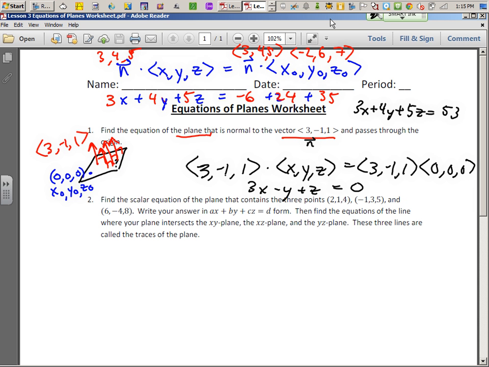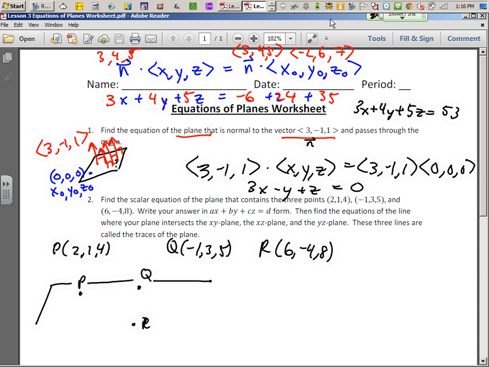Next is find the scalar equation of a plane that contains these 3 points. This is a little more complicated, but if you call the point P 2, 1, 4, and you call the point Q -1, 3, 5, and you call the point R 6, -4, 8, know that these 3 points, P, Q, and R, are all already on the surface of the plane, right? So since your goal is always the same, get your normal vector, dot it with x, y, z, get your normal vector, dot it with x naught, y naught, z naught, you have to have a normal vector.